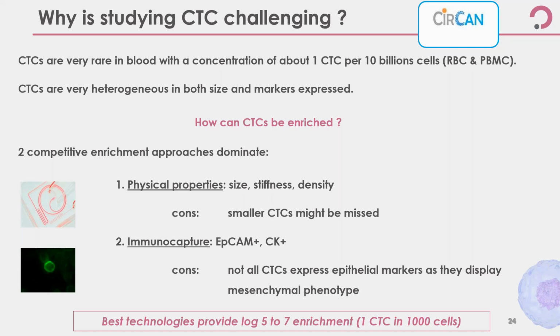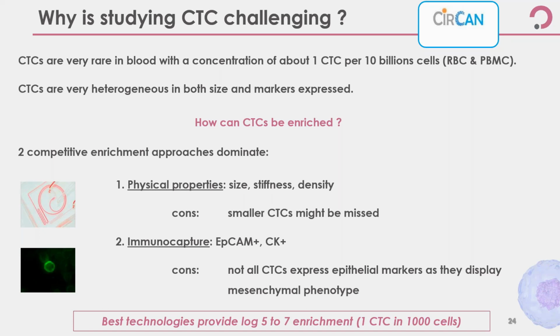On the other hand, you have technology based on immunocapture with antibody linked to, for example, magnetic particles and other principles. These typically use the EpCAM marker or the cytokeratin marker. But the problem of this approach is that not all the CTCs express those epithelial markers the same. And it is well known nowadays that CTCs undergo EMT transition and sometimes display a more mesenchymal phenotype. These are actually the more aggressive CTCs, and they will typically be missed by those technologies.